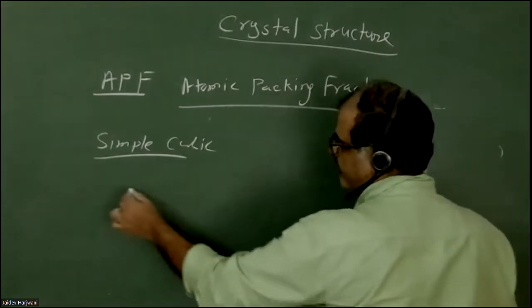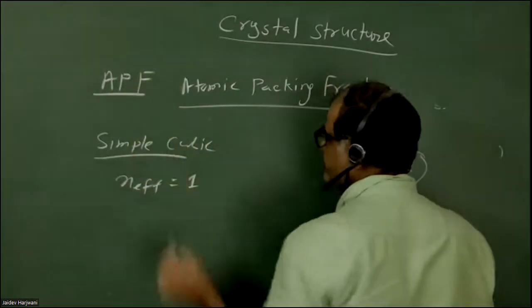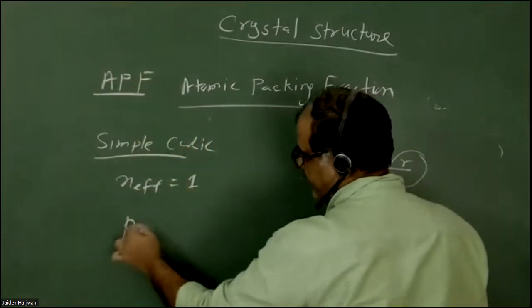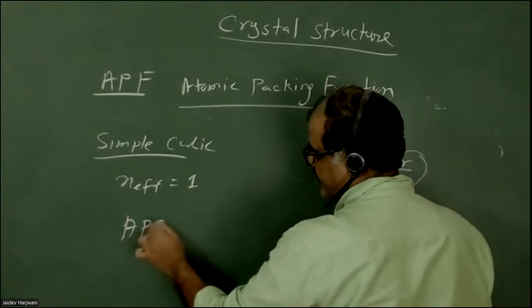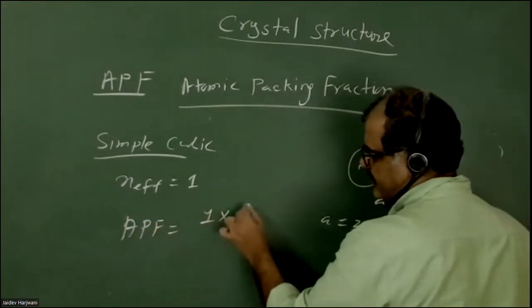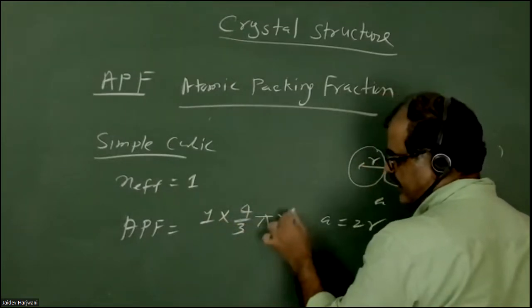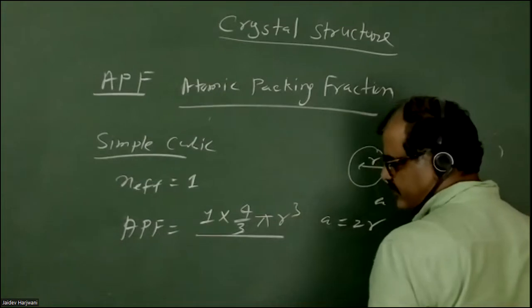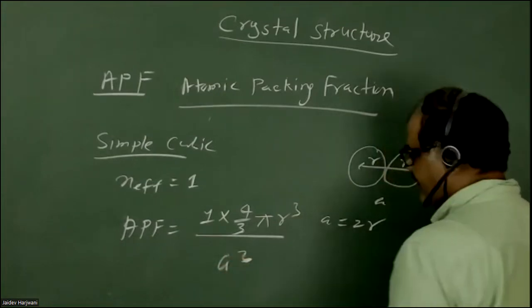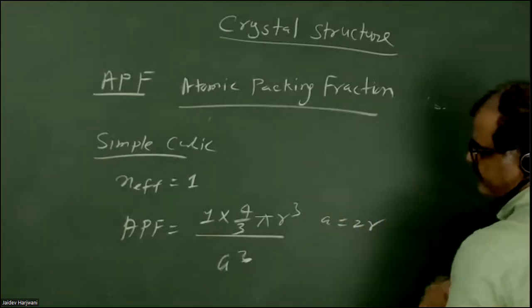Now the number of atoms effectively present in the simple cubic crystal is 1. So I can write atomic packing fraction, APF, equals volume of atom. There is only one atom, and its volume, since they are spherical, will be 4/3 pi r cube, and the volume of the unit cell is a cube.